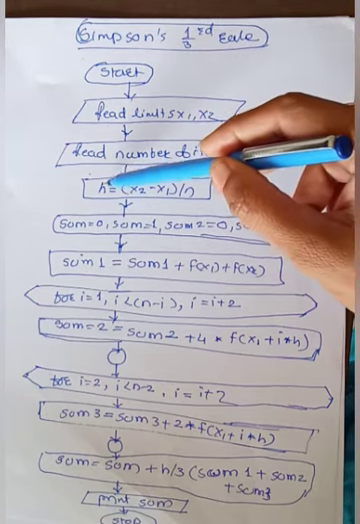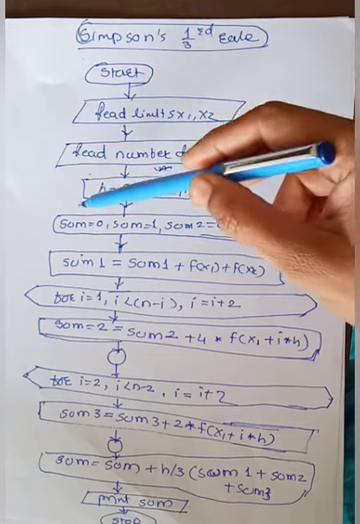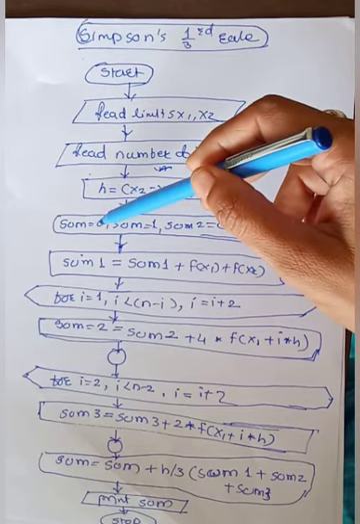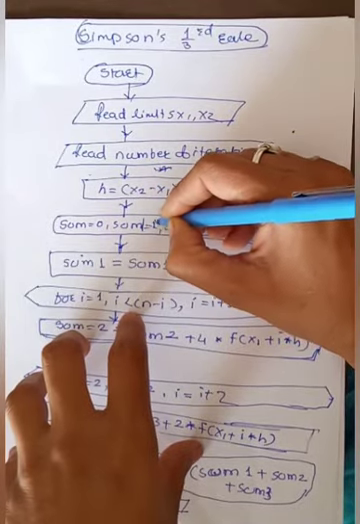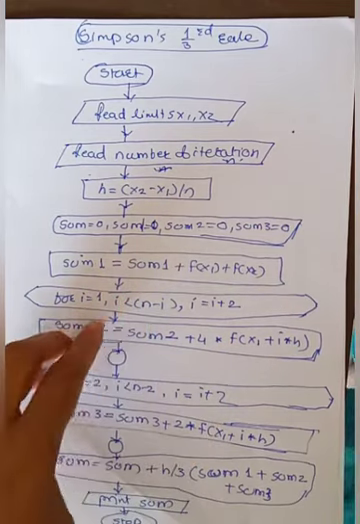Then you can easily calculate h is equal to (x2 minus x1) upon n. Now here you have to define the sums. Sum is equal to 0, sum 1 is equal to 0, sum 2 is equal to 0 and sum 3 is equal to 0.